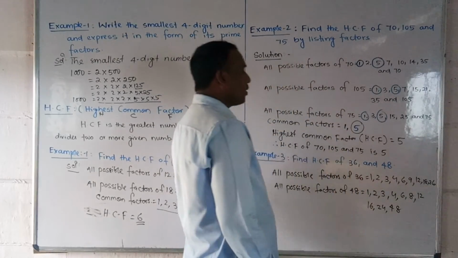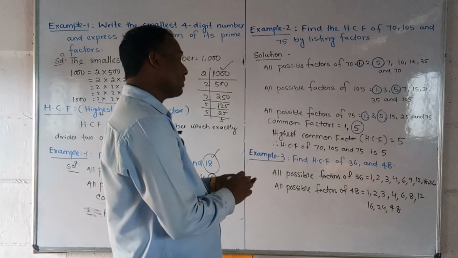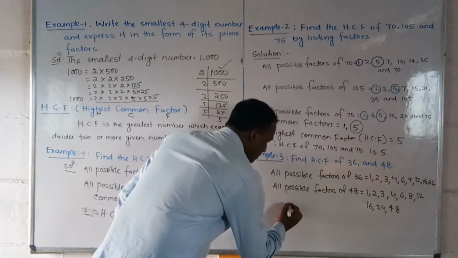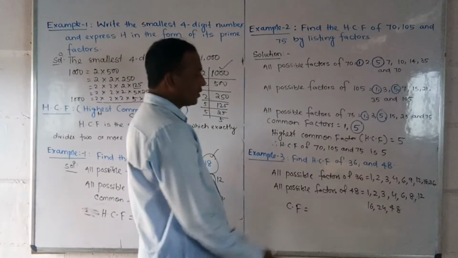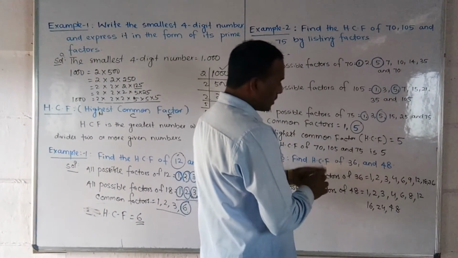These are the factors of the given numbers. So what are the common factors? I will write CF. CF means common factors. Now write down the common factors, you should round them.